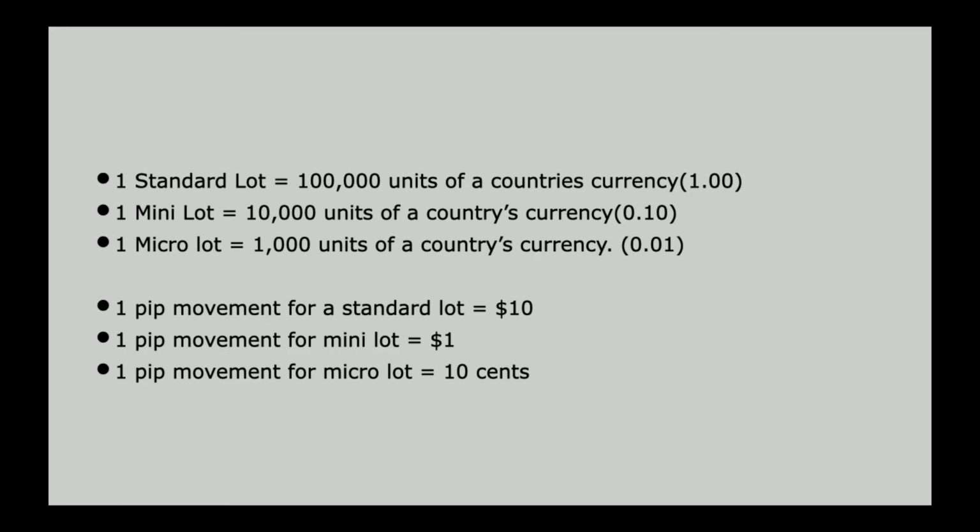Let's say in a trading day, you make 50 pips for yourself. That would translate to $500 if you were trading a standard lot, $50 if you were trading a mini lot, or $5 if you were trading a micro lot.